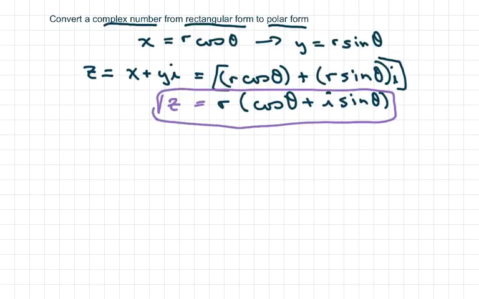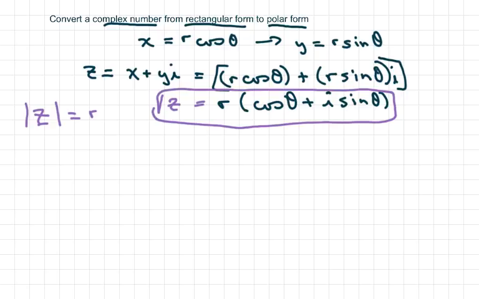Okay. And we already talked about that R is basically the Z, which is the distance from the origin to the point, is really your R. So let's do an example.